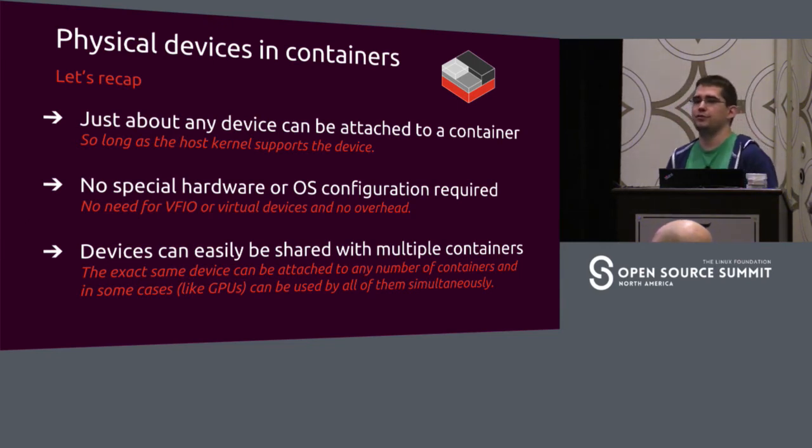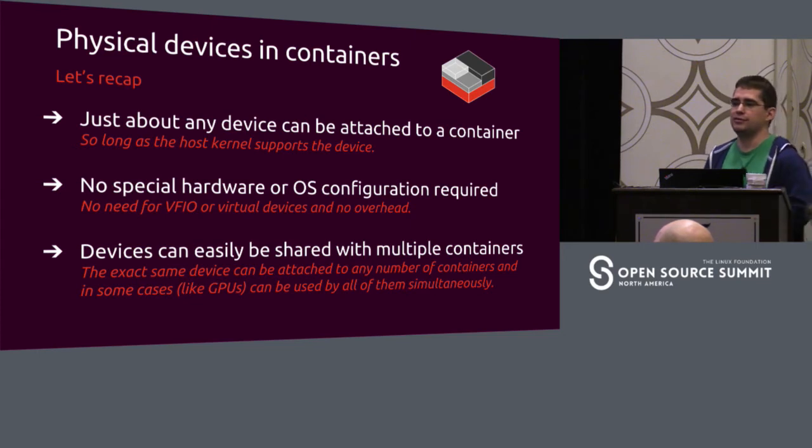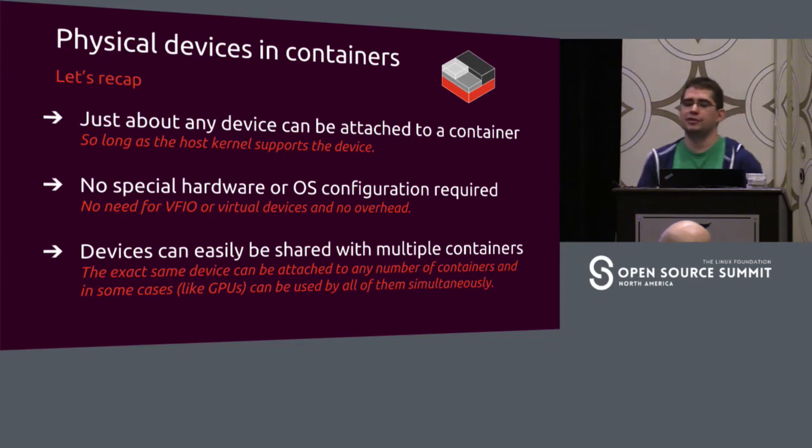Just figure out what device nodes are needed. If it's a GPU or USB device, we've got nice abstractions that do all of that stuff for you. If it's something fancier, then you just need to figure out what the actual path in /dev is, and you can pass that to the container, and your container can then access that without any of the usual overhead.